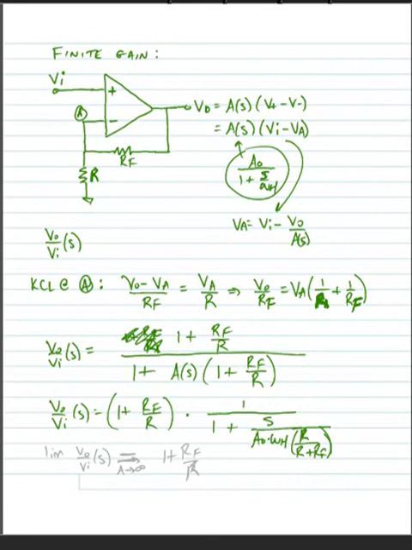Alright, now if A sub 0 is big, so we can say the limit of VO over VI of S as A goes to infinity is equal to 1 plus RF divided by R. Now this is the expression that we expect to see for a non-inverting amplifier. In the next part of the lecture, we're going to look at a more elegant solution using feedback analysis to find this answer.